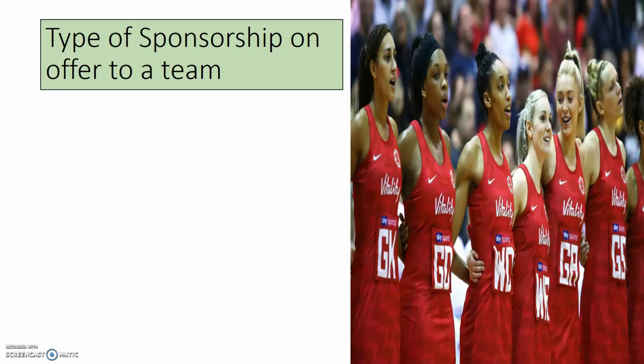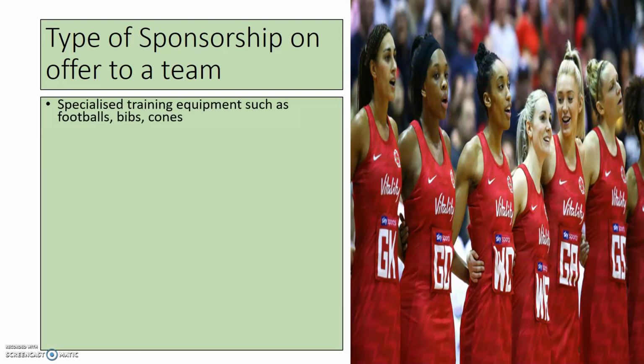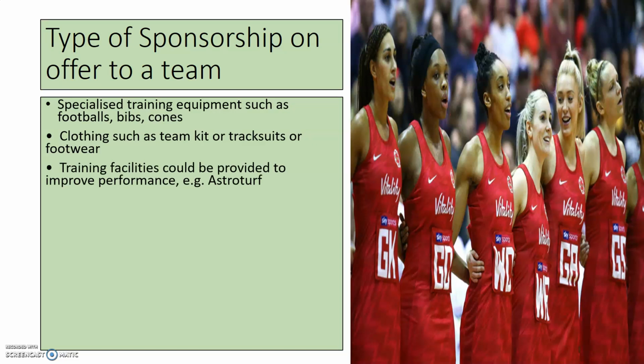All right, so if you've answered that question, you've hopefully spotted and diagrammed some ideas. Let's look at what the perks are for the teams themselves. They'll get things like training equipment, footballs, bibs, cones, all those kind of things. They'll also get perks in regards to things like the team kits, the tracksuit, footwear, and training facilities might improve, okay, because of the funding that's being given to them by the sponsor. So it could be things like AstroTurf, indoor courts, and so on.